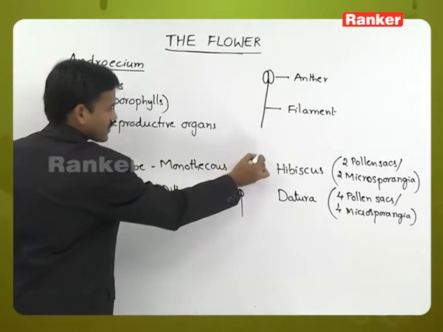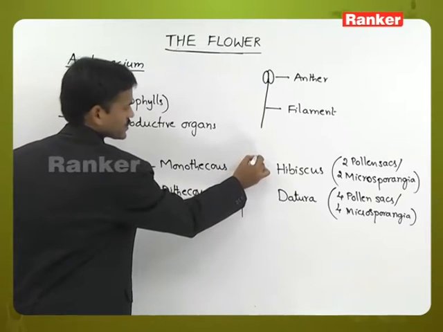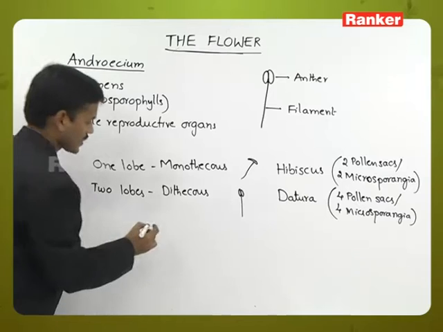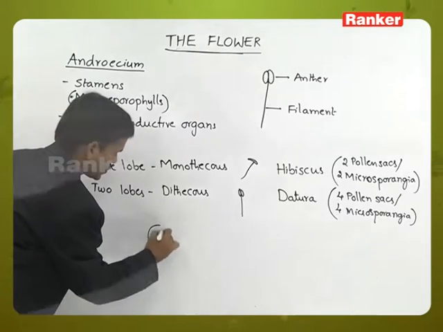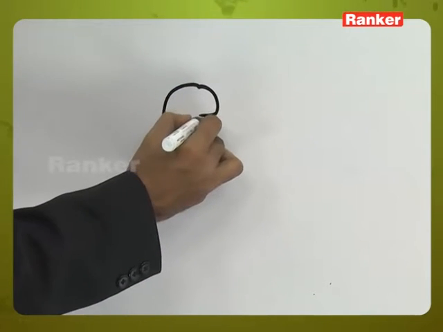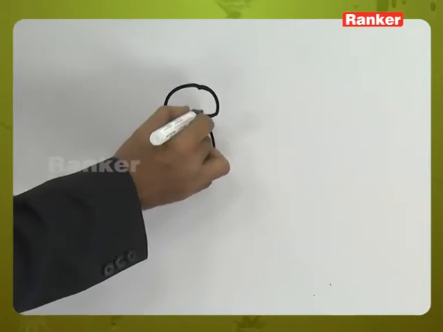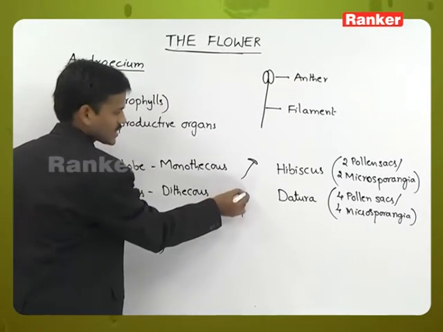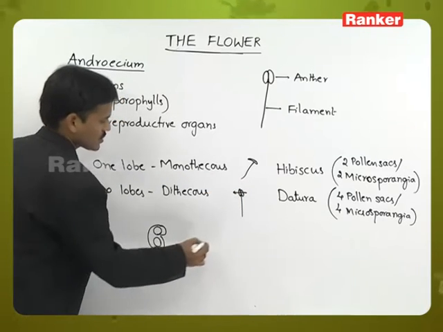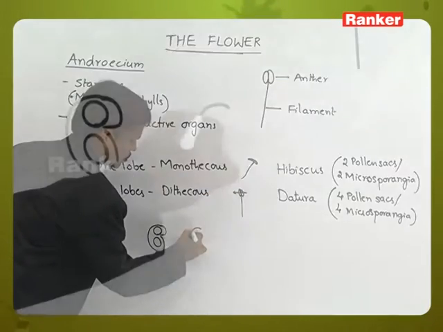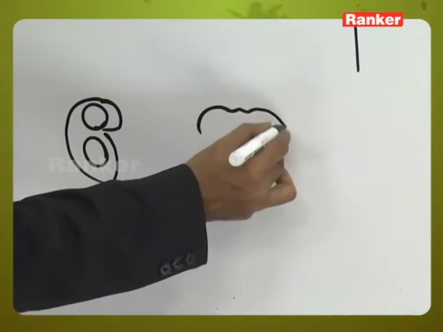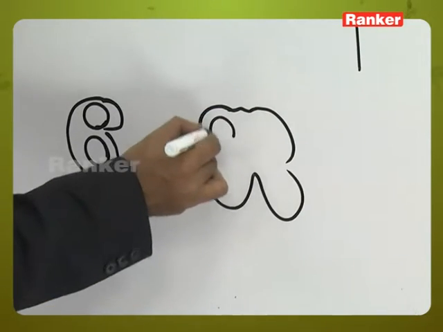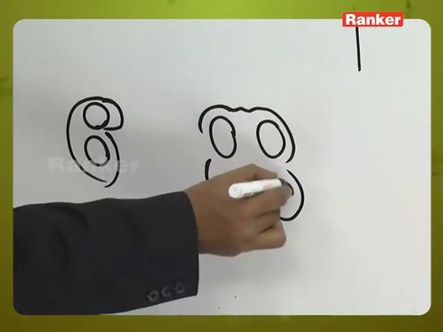If we take a cross section of the monothecous anther, if we cut the monothecous anther transversely, it shows one pollen sac, and also one pollen sac. If we take a cross section of the dithecous anther, it shows two lobes and 4 pollen sacs. So, it is one pollen sac, 2, 3, 4.